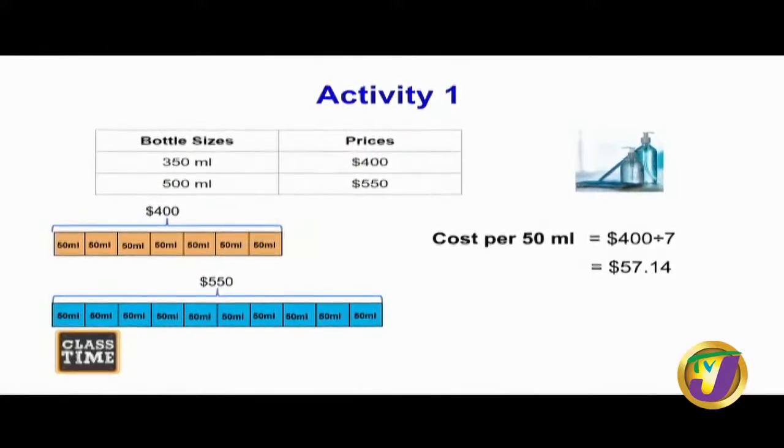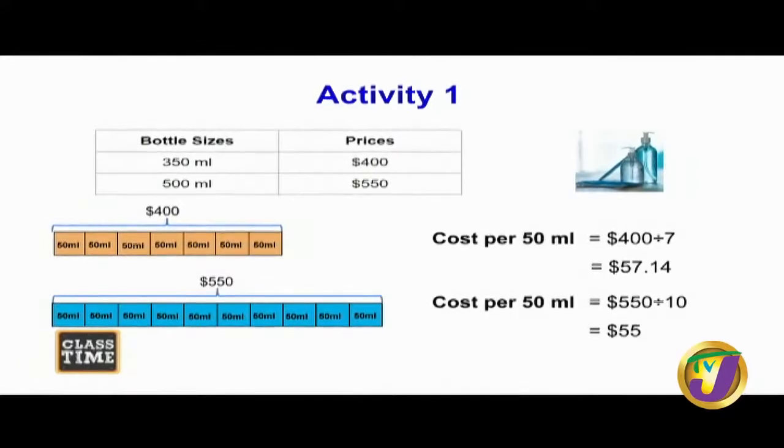Now let's do the same for the next bottle. This $550 is now being divided into 10 equal parts. Each 50 milliliters would cost $55 from the 500 ml bottle.